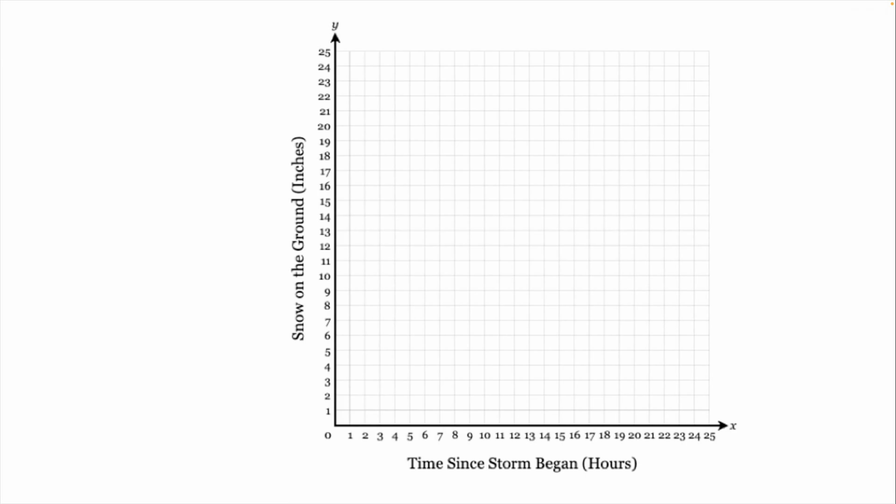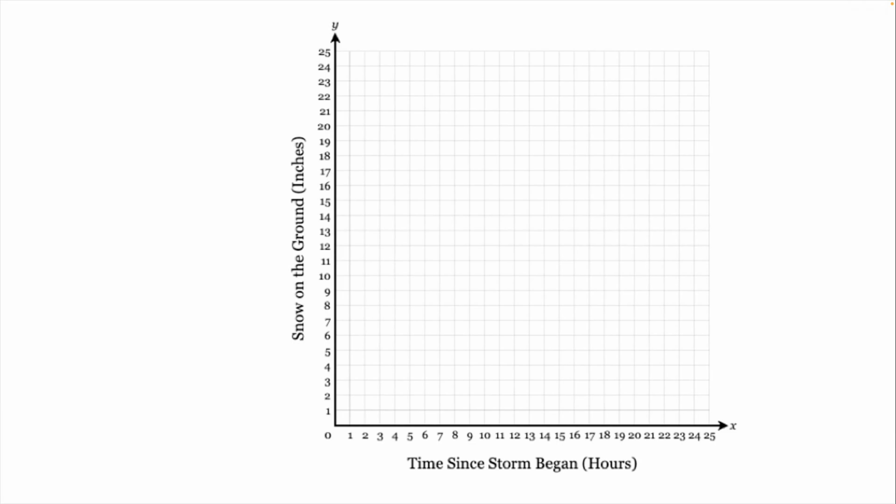Time since the storm began, right? I don't know what the story is about, but I know there's going to be hours since a storm started, so we're talking about a storm passing. And what's the other variable, Y? What's the Y represent? The amount of snow, right? So inches, so snow on the ground.